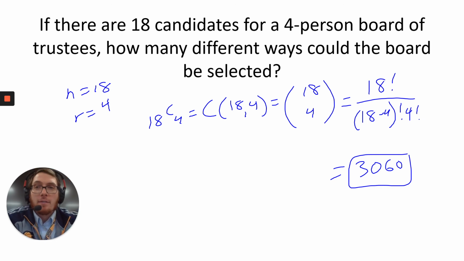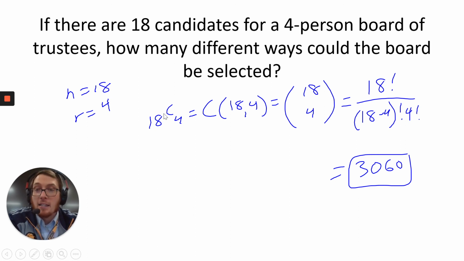Okay, so here's an example of that. There's 18 candidates for a 4-person board. How many different ways can the board be selected? Now, it doesn't matter if you were first selected or third selected on the board. You're just on the board of trustees or you're not. So n is 18 because there's 18 candidates, choose 4 because there's 4 people for the board.